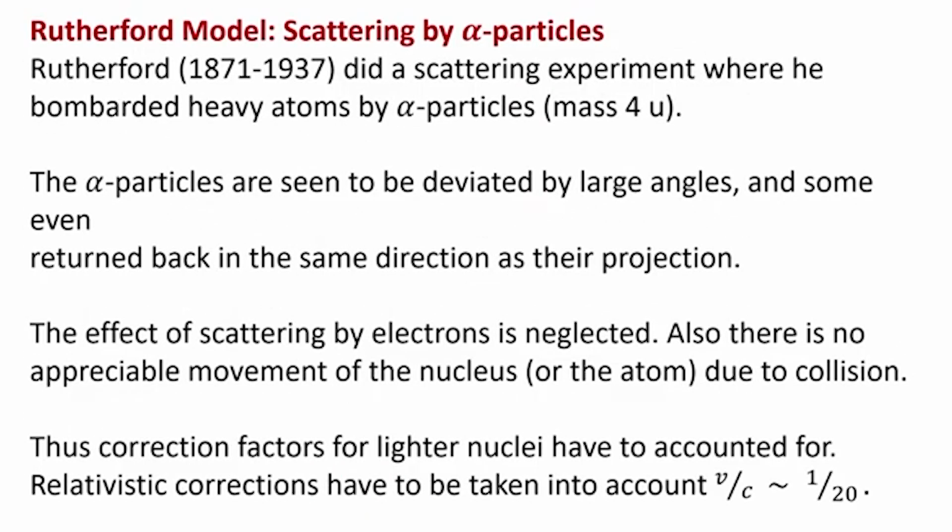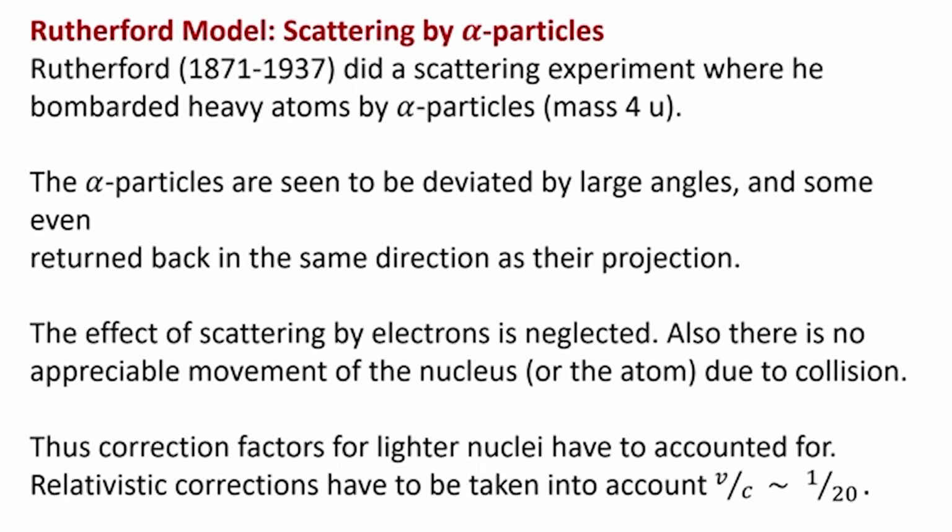So, what is the Rutherford model? Rutherford lived between 1871 and 1937, and most of these experiments were done in the early second decade of the 1900s. Around 1911 or so, most of these experiments were performed, and he was assisted by Geiger and Marsden. They did a scattering experiment where he bombarded heavy atoms with alpha particles, which have mass 4 units, so these are 2He4. These are the bombarding particles, or the projectiles.